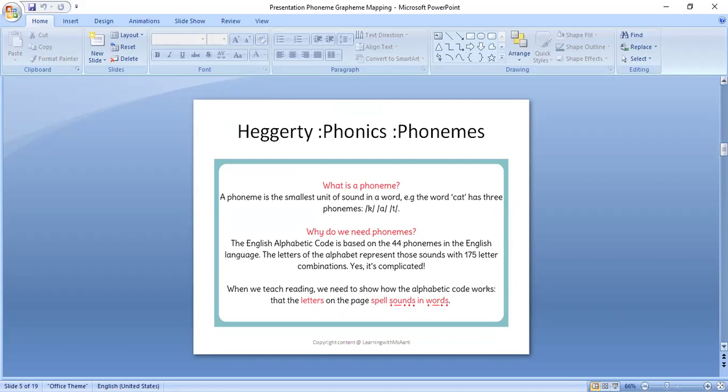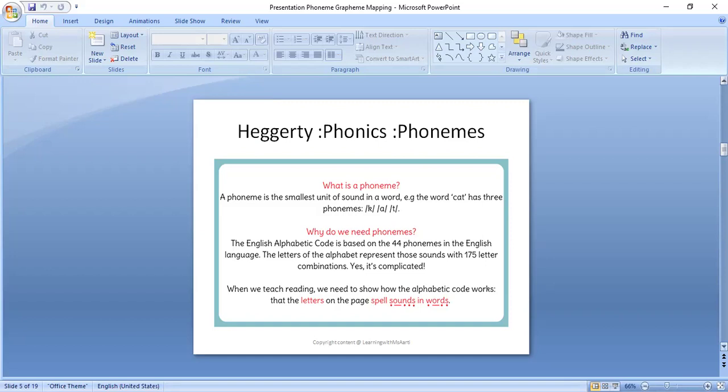Altogether, three phonemes: K, A, T. Why is it important to know phonemes? Because the English alphabetic code is based on 44 phonemes in the English language. Letters of the alphabet represent these sounds with 175 letter combinations, but yes, it is complicated. So the need for phonemes is there. We need to understand what a phoneme is, and then accordingly we teach our children.